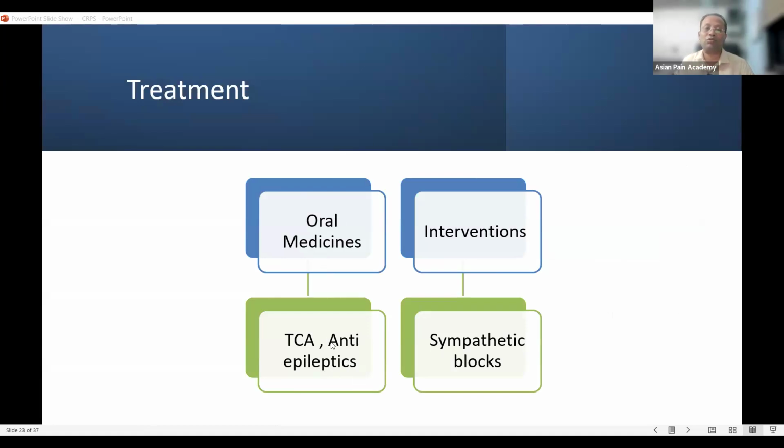So many patients will come to you after the neurologists have seen, or say other people have seen. They will always start the TCA or anti-epileptic like gabapentin, pregabalin, and then the patient will come to you. So you will get them in this stage. Otherwise, if the patient is a fresh patient, then of course you can start with these medicines. So these are the first step. Second step is intervention. So intervention is sympathetic block.